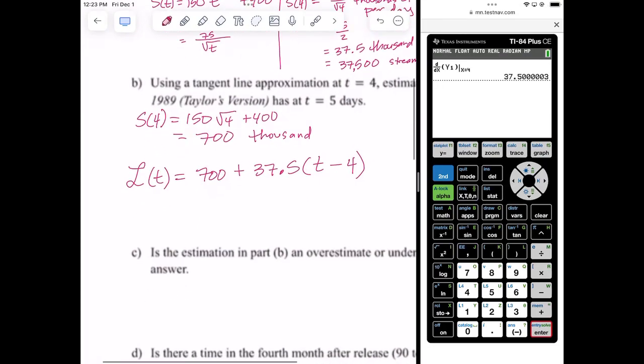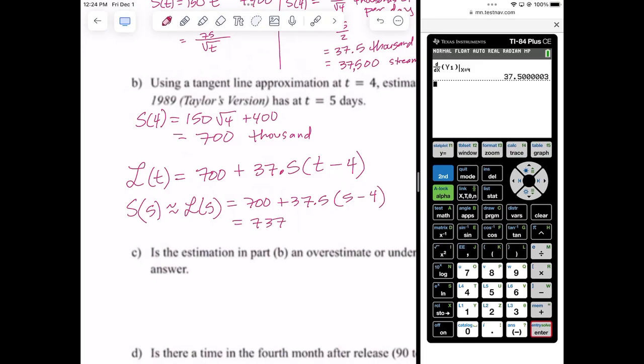All right, now, the notation is important. S of 5 is approximated by L of 5, which actually equals 700 plus 37.5 times 5 minus 4, which is 1. And so that ends up being 737.5 thousand streams.